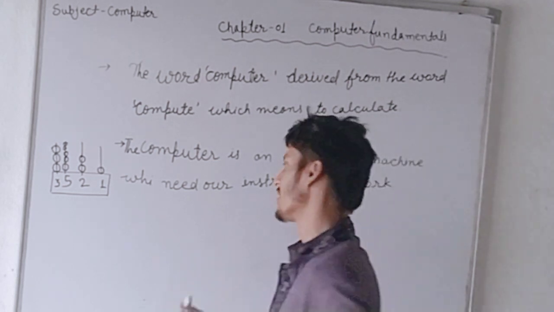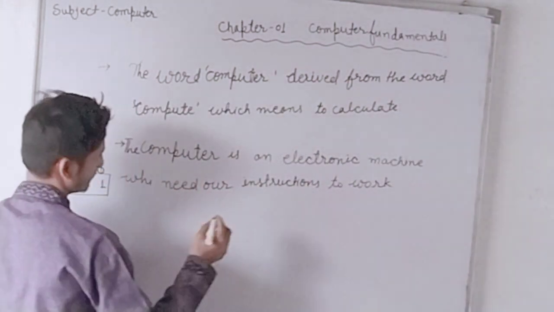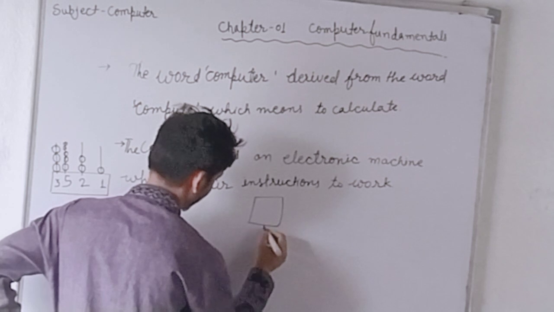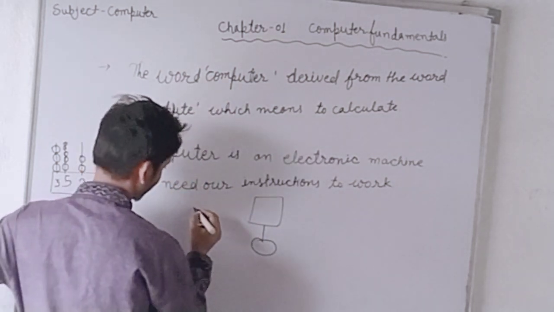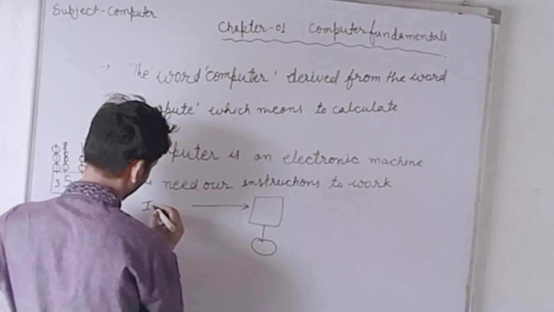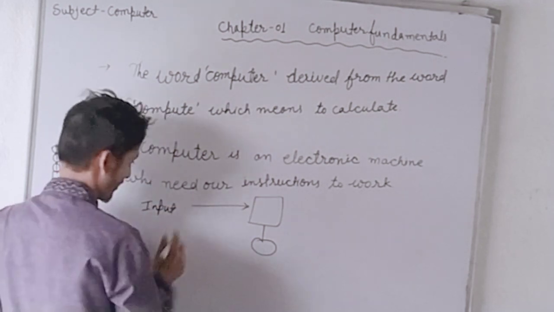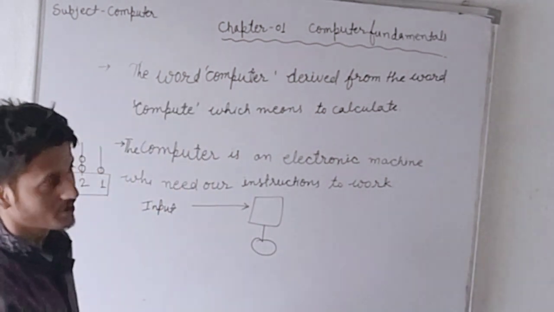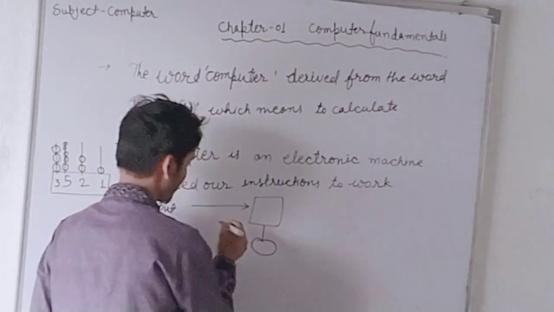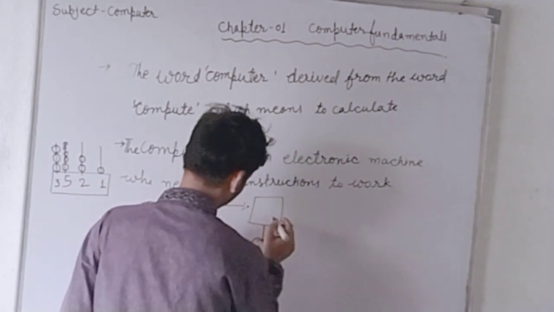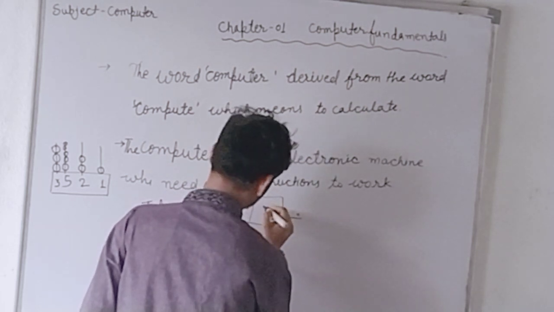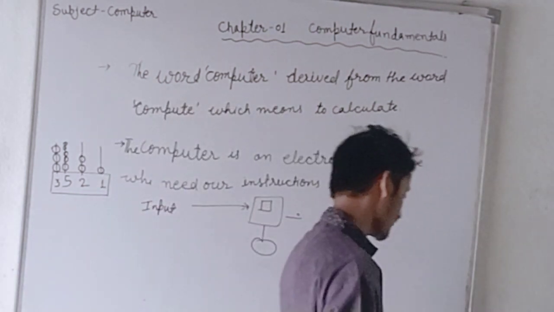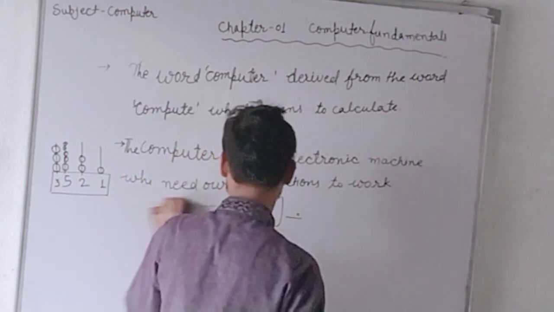The same thing happens here. The computer takes input. For example, if you think this is a computer, some information comes from the input system. Information is input in the form of 0101 because the computer understands only machine language, 0101. So there is input, then some processing occurs, then output comes. So you can say that a computer is an electronic machine.